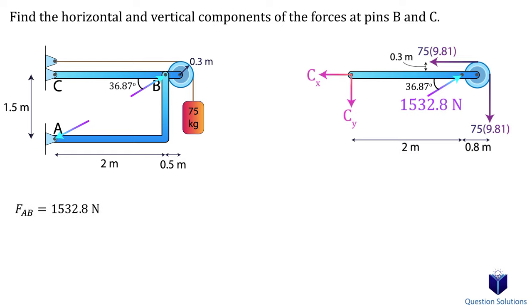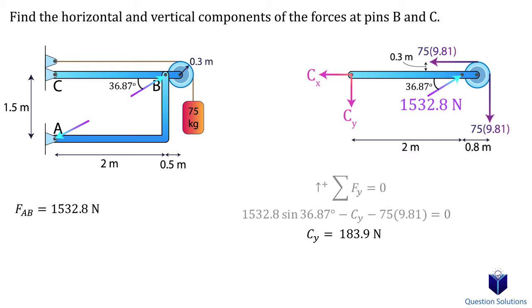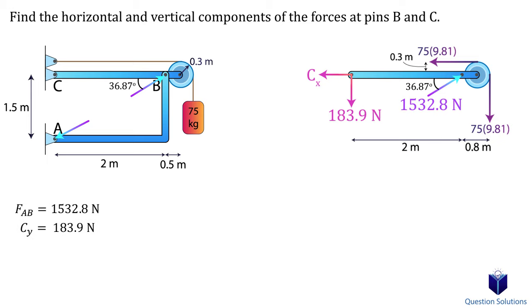To find the y-axis force, we can write an equation of equilibrium for the y-axis forces. So we have the y component of force AB, the force pulling straight down at the pulley, and the reaction CY. Let's solve. To find the x reaction, we can do the same, but with an equation of equilibrium for the x-axis forces. We have the x component of force AB, the x-axis force at the pulley, and reaction CX.